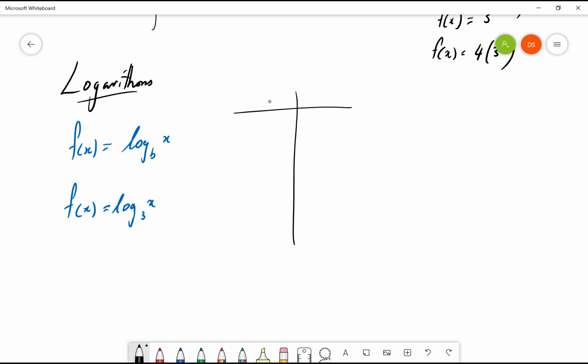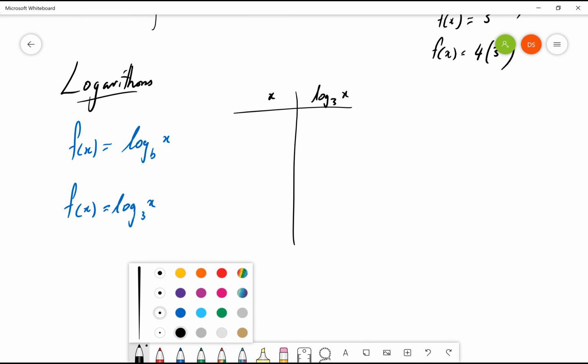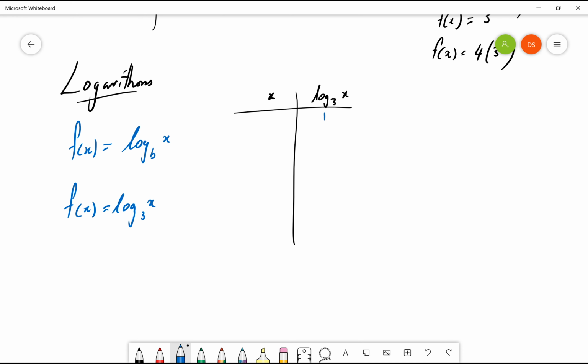This time, if I want to make a table, I do something really interesting. I go, well, this is x, and this is log base 3 of x. But this time I fill out the log base 3 first. And I go 1, 2, 3, 4. And we fill out the x values.